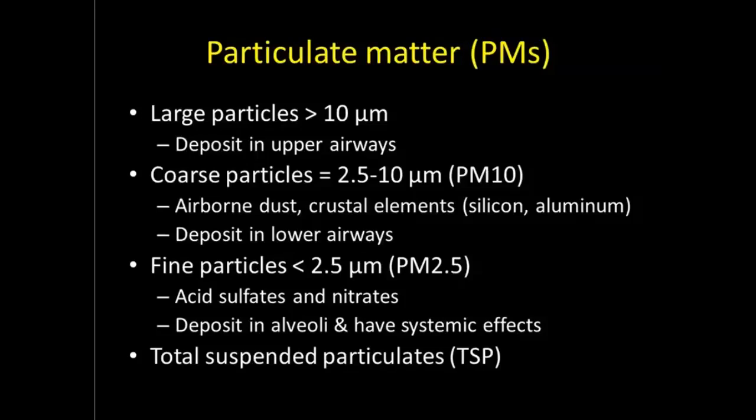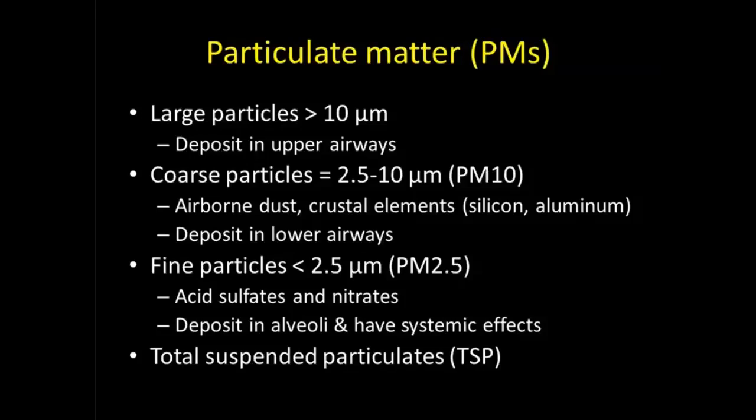Of course, particles that are between 2.5 and 10, and those are collectively called PM10s. So when you say PM10, you're talking about things that are smaller than 10 microns, and they tend to deposit in the lower airways, and then the really fine particles less than 2.5 microns, which are collectively called PM2.5s. Those can deposit all the way down into the alveoli and actually can have some systemic effects.